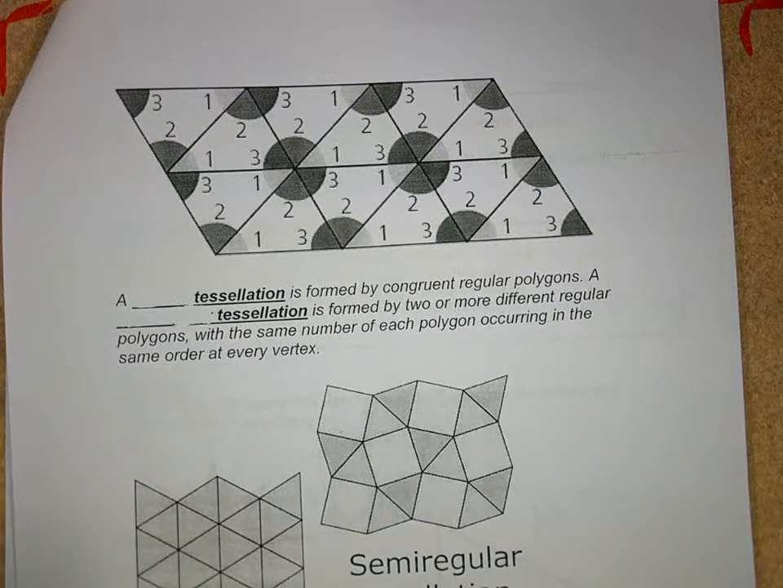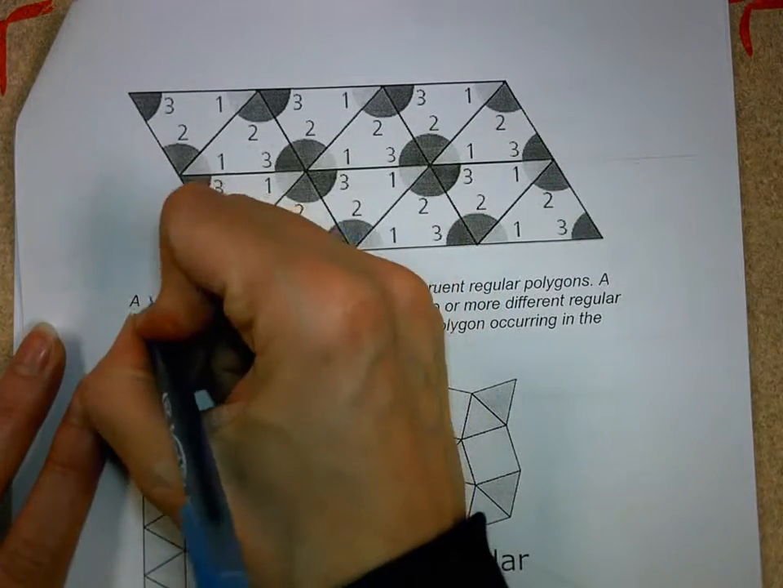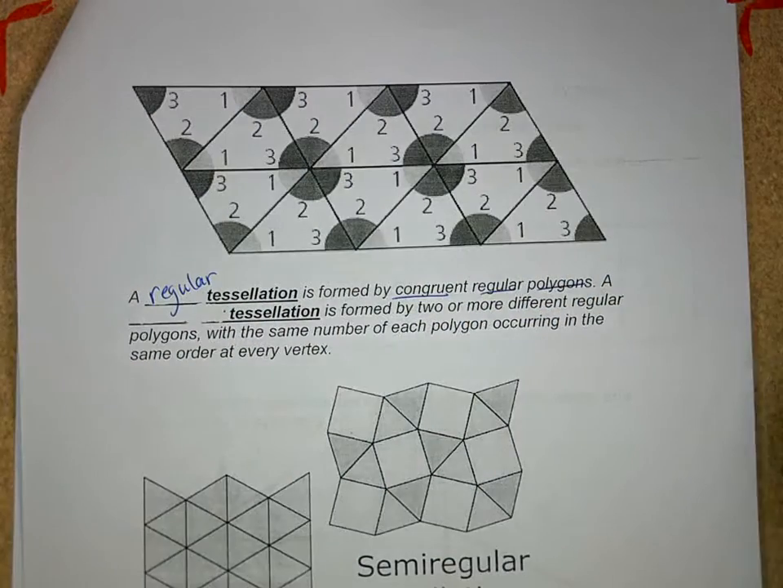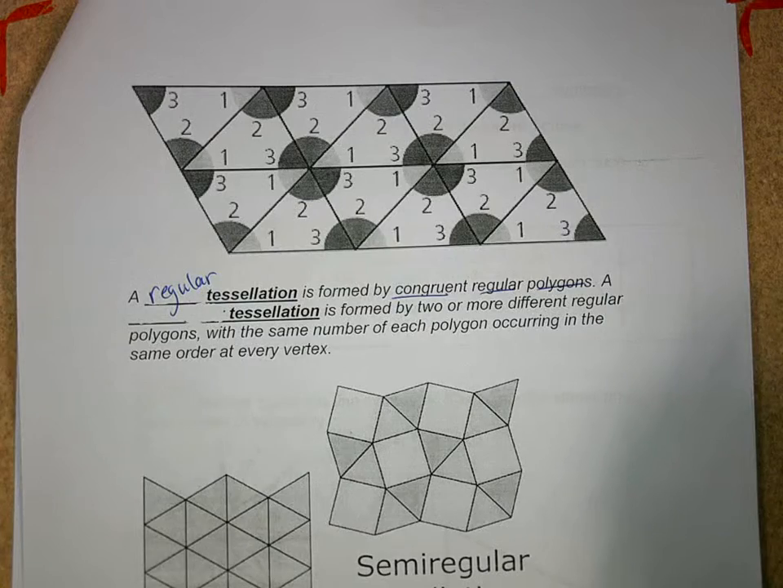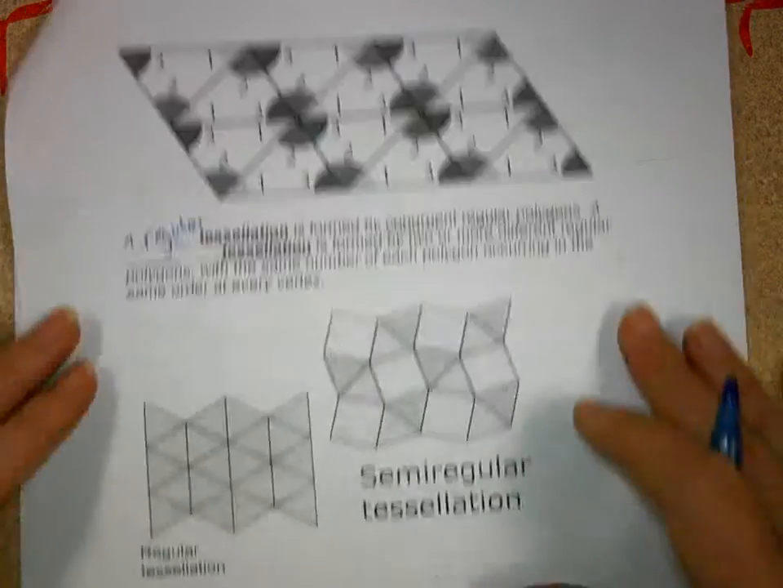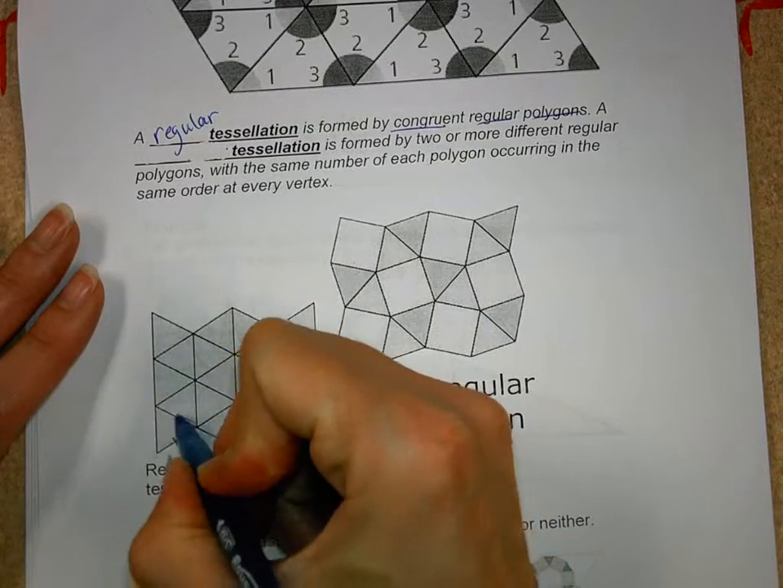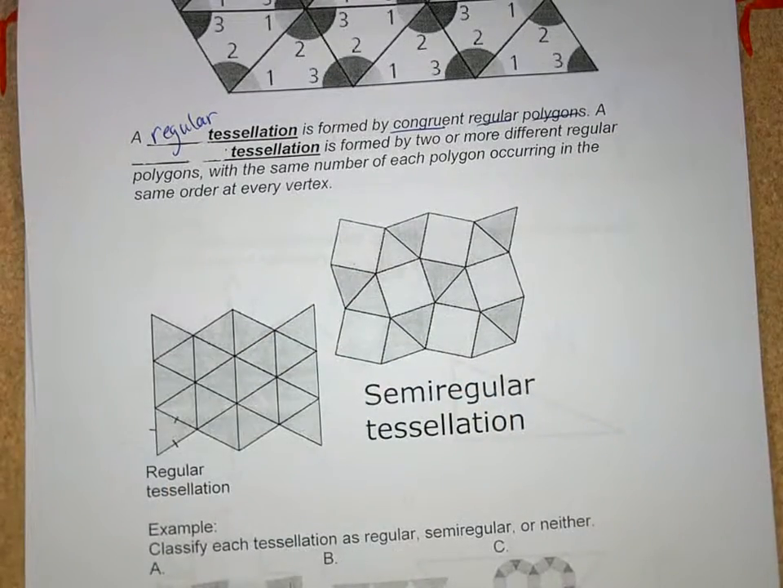And let me explain the difference between these, okay? A regular tessellation, so there is some terminology, is formed by congruent regular polygons, like squares or equilateral triangles, you know, something like that. So that's called a regular one. Then we have what are called semi. So here's an example of this using the equilateral triangles. All the sides are the same. They're all the same size, same shape.